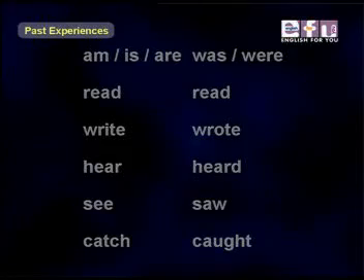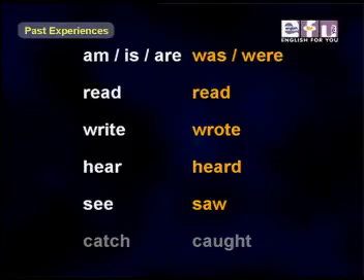All right, let's also look at the verb to be in its simple past tense. So in the present tense, we have am, is, or are. But in the past tense, the verb to be becomes was or were. Read has the same spelling in the past tense, but the sound changes. So it becomes read. Write changes to wrote. Hear changes to heard. See is saw. Catch is caught.